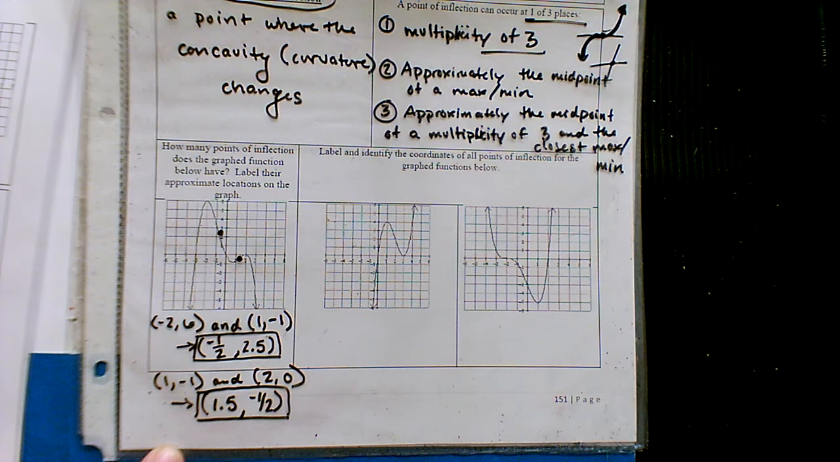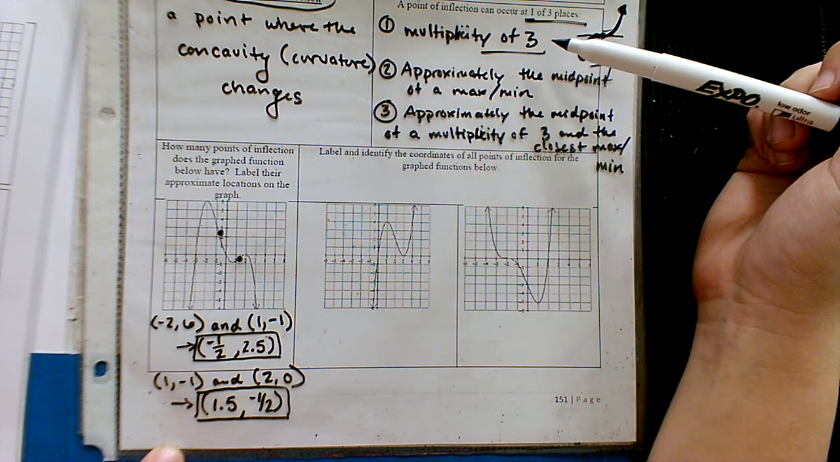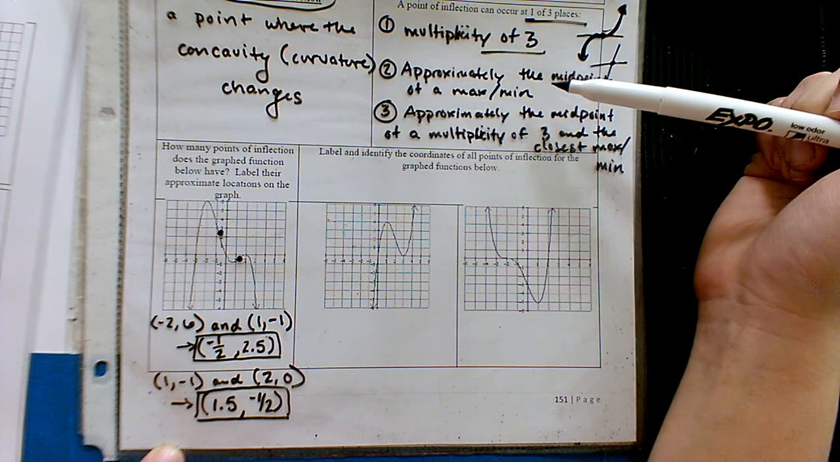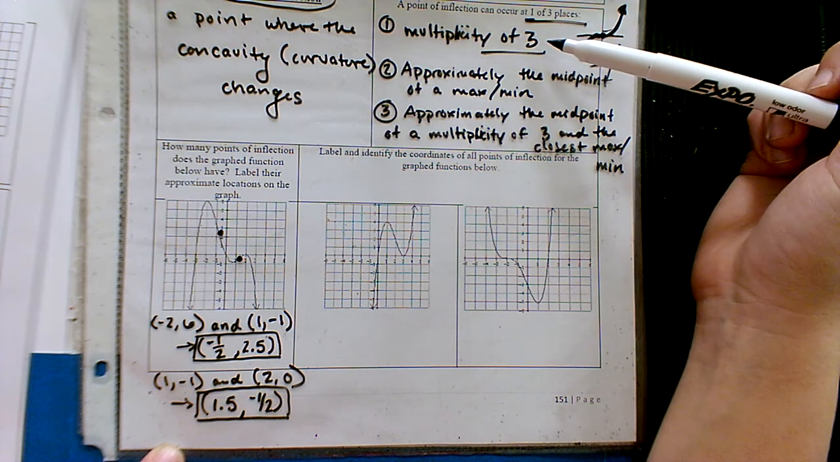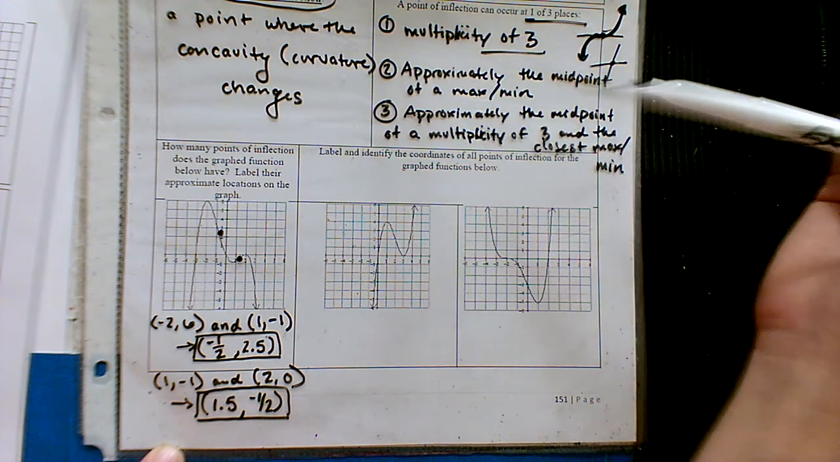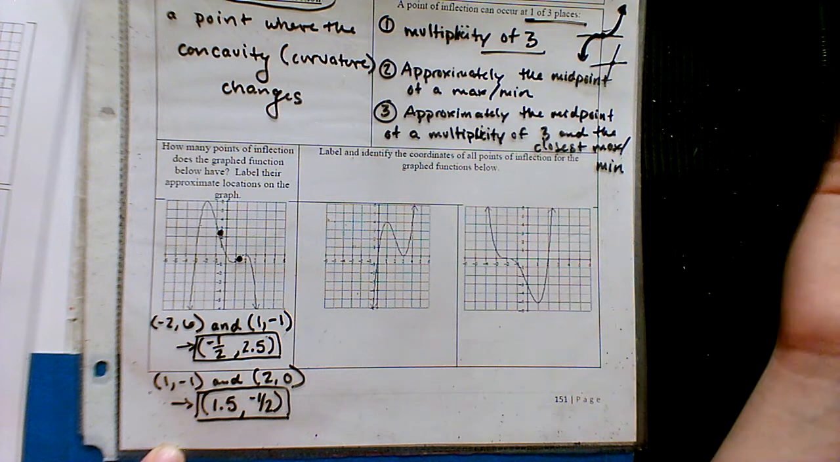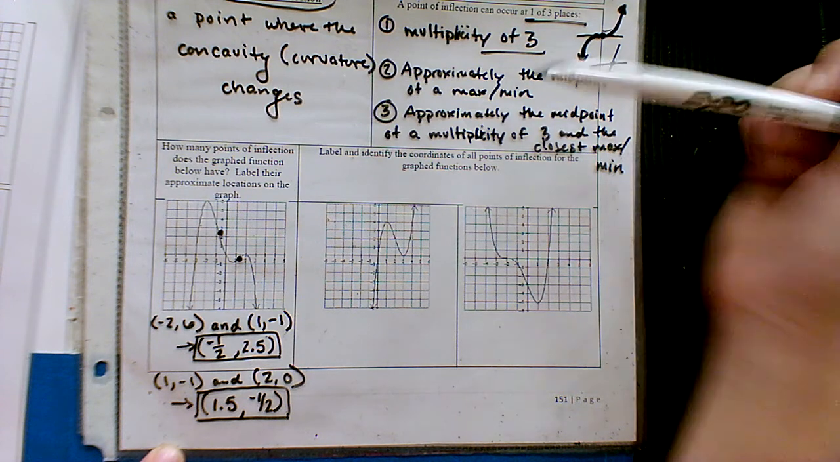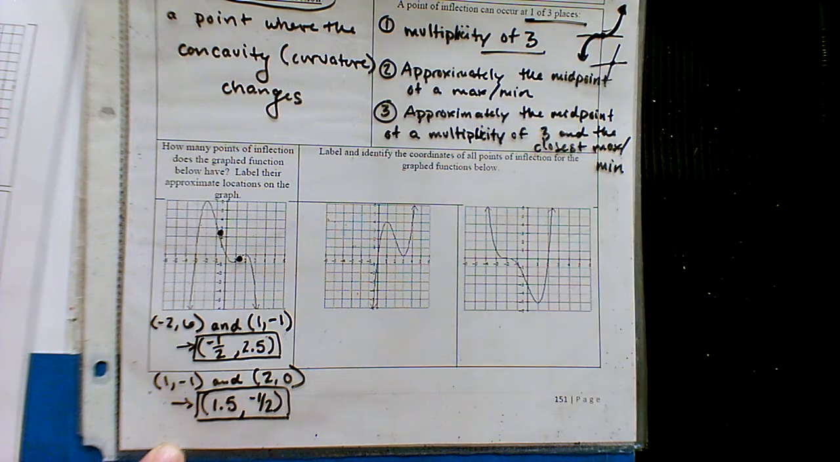All right, so we ruled out any multiplicity of 3. We definitely had maxes and mins. And notice how if you rule out a multiplicity of 3, there's no way you would have the third option because that involves a multiplicity of 3. So our only case in this particular graph was this max and min midpoint.